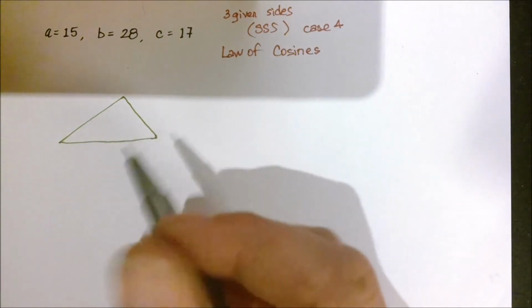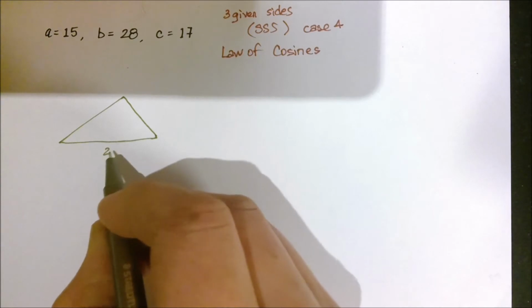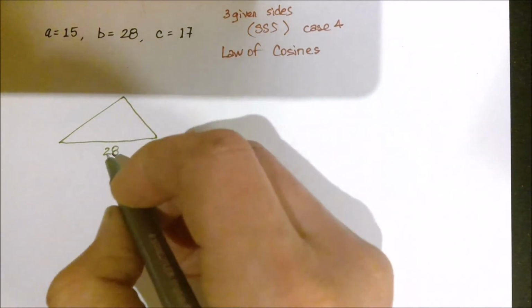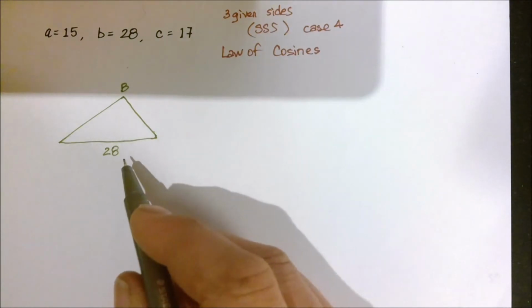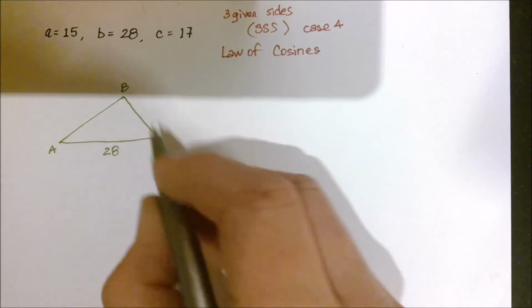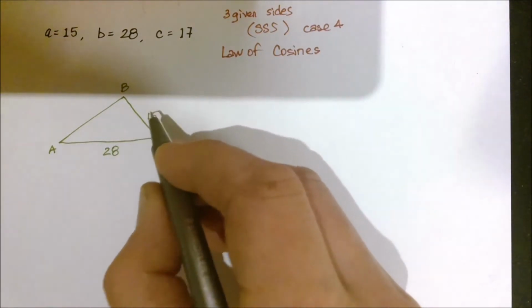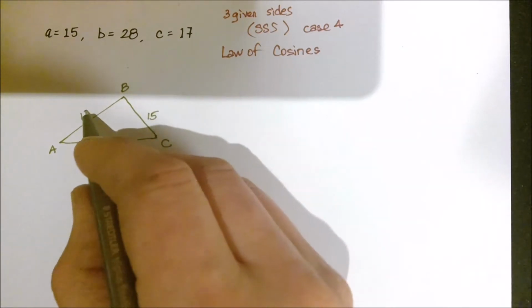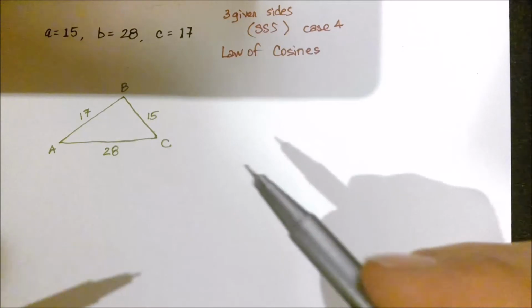Again, there's nothing special about these angles that I just drew up. It looks like this is the longest. I'm going to call that 28, which makes that side B. Of course, that's across from vertex B. And then I'll put A over here and then C over here. That means side A is 15 and side C is 17. Right? So now I've got a picture that goes along with the given information.